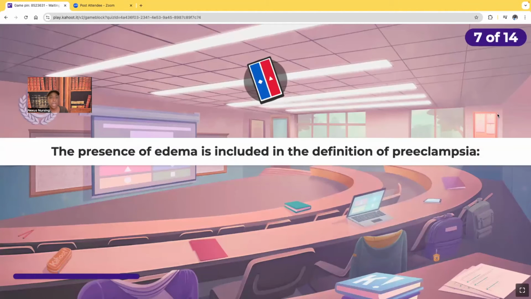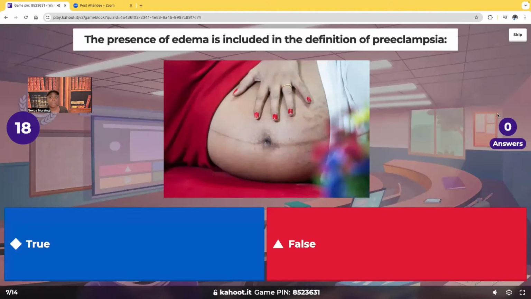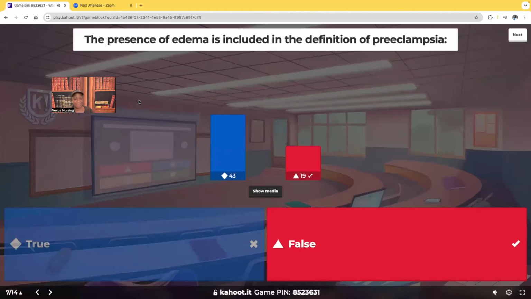True or false? The presence of edema is included in the definition of preeclampsia. True or false? So for the healthcare provider to diagnose the patient as having preeclampsia, edema must be present. Is this true or is this false? $43 said true.